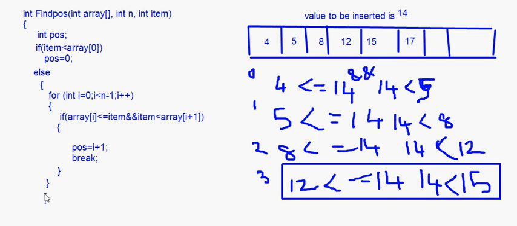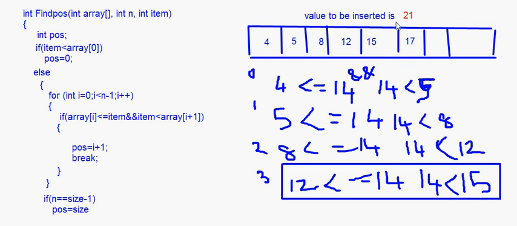When you come out of the for loop, you check what is n. If n is equal to size minus 1, then you should write pos is equal to size, because, supposing I want to insert the value 21, I'll just change this. I've put 21 here.